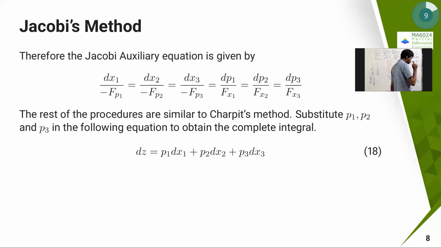Now, what we are going to do is obtain the auxiliary equations for this one. The auxiliary equation is going to become dx1 divided by minus f_p1, equal to dx2 divided by minus f_p2, equal to dx3 divided by minus f_p3. Because if you obtain the characteristic problem, you get this: dx1 by minus f_p1, dx2 by minus f_p2, dx3 by minus f_p3, which are the coefficients of ∂g1/∂x1 and so on. Similarly, the coefficient of ∂g1/∂p1 is going to be f_x1, equal to dp2 by f_x2, equal to dp3 divided by f_x3. This is nothing but the characteristic ODE.